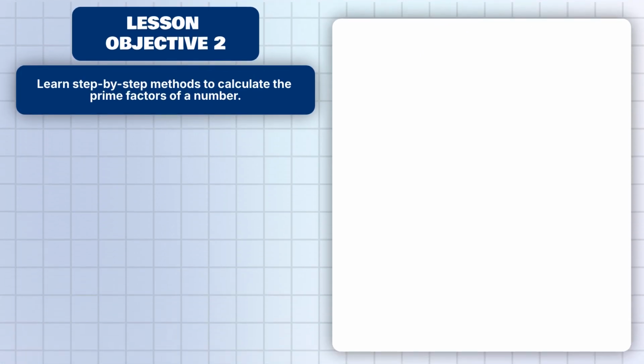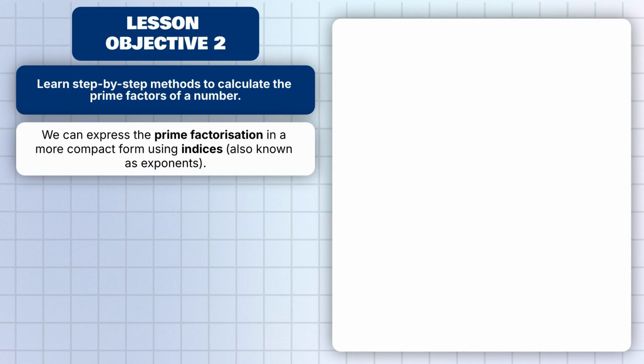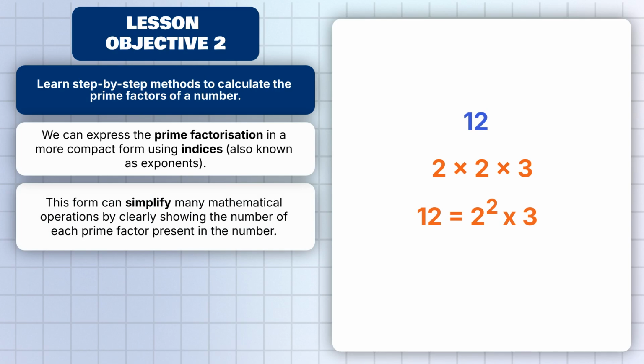Writing prime factorization in index form. Often we want to express the prime factorization in a more compact form using indices, also known as exponents. For instance, the number 12 can be factorized into primes as 2 times 2 times 3. In index form, this is written as 12 equals 2 to the power of 2 times 3. This form can simplify many mathematical operations by clearly showing the number of each prime factor present in the number.